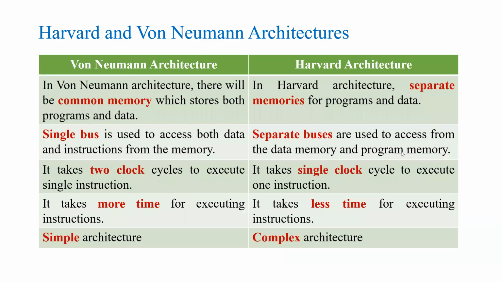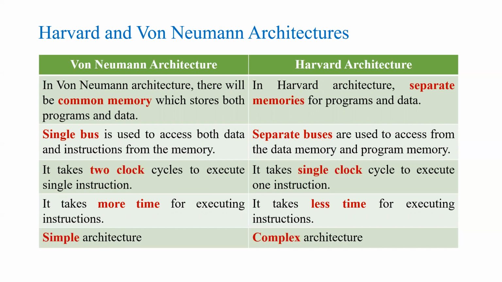Then, Harvard and von Neumann architectures. Why I'm discussing this is, in the history of processors, we learned about the different processors we have. The same concept I already told you: it is considered as processor classification based on word length.